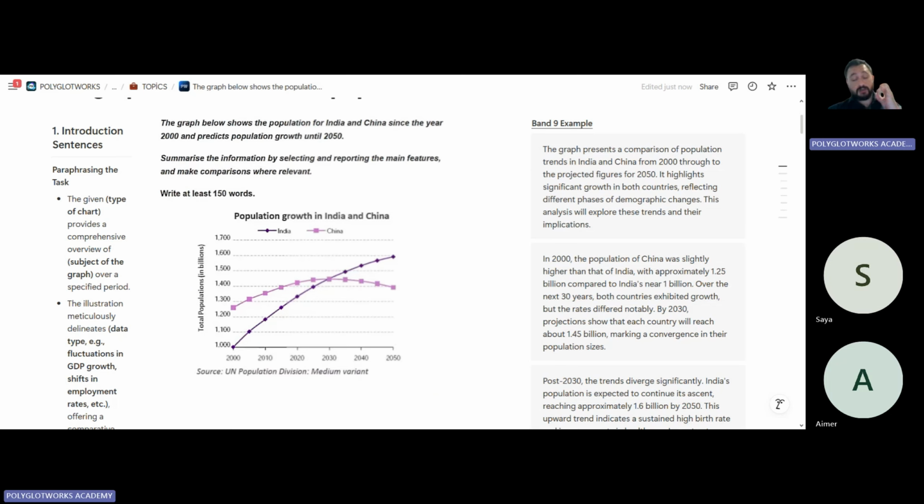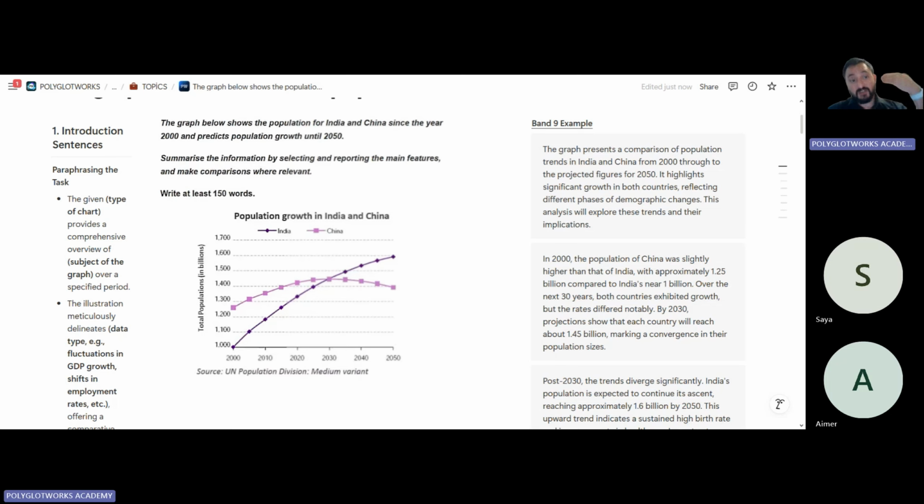Okay, in 2000, China's population was significantly higher than India's. As you see, I'm comparing now with roughly, approximately, about, nearly. Let me write. Maybe you don't know roughly. Roughly means around 1.25 billion people compared to India's 1 billion. You wanted to say this sentence, but not like this.